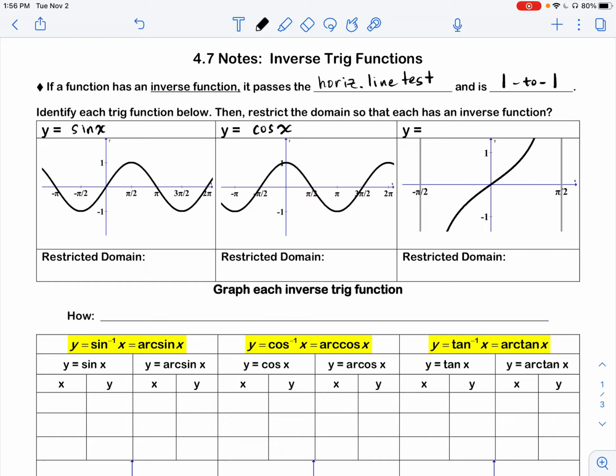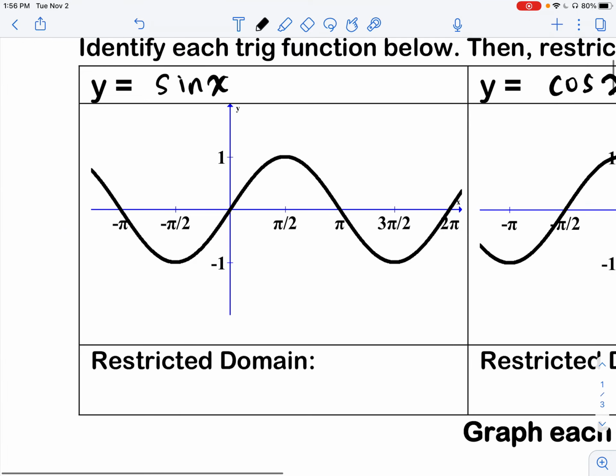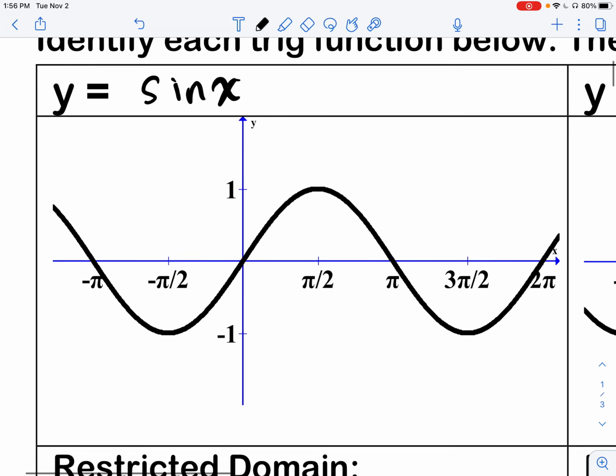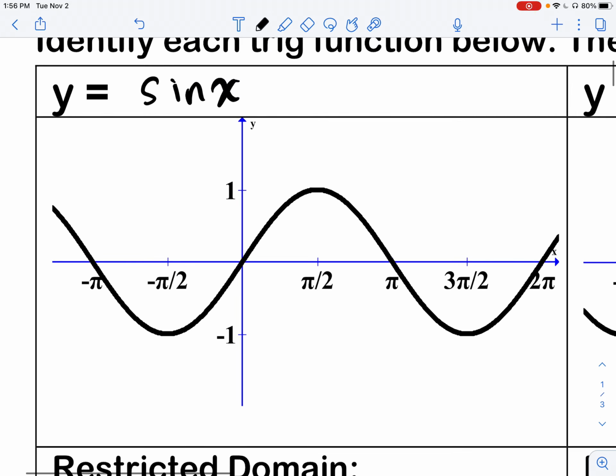Now, let me zoom in and focus our attention just on sine for a moment. So let's take a look at the sine function here. Looking at this function, clearly it's a function. It passes the vertical line test. That is to say that every input has exactly one output.